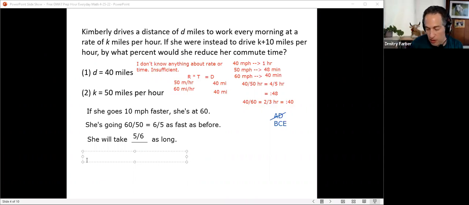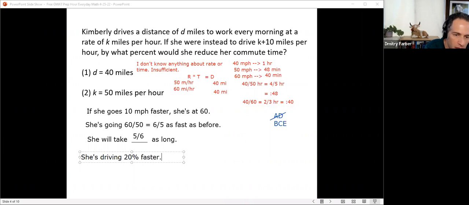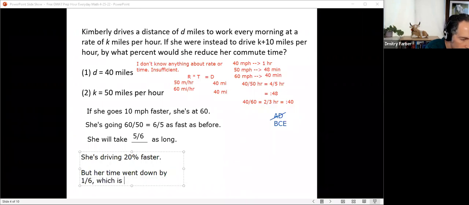If we're identical, sure. If you're 100% of the weight that I am, then I'm 100% of the weight you are, right? You're 0% heavier than me and I'm 0% lighter than you. But unless we're identical, those percents aren't going to be identical. If I weigh 10% more than you, you do not weigh 10% less than I do. And that is one of the most important things you can know about percents. And so we can see this. She's driving 20% faster, but her time went down by 1/6, which is 16.666%, right? 16 repeating 6.